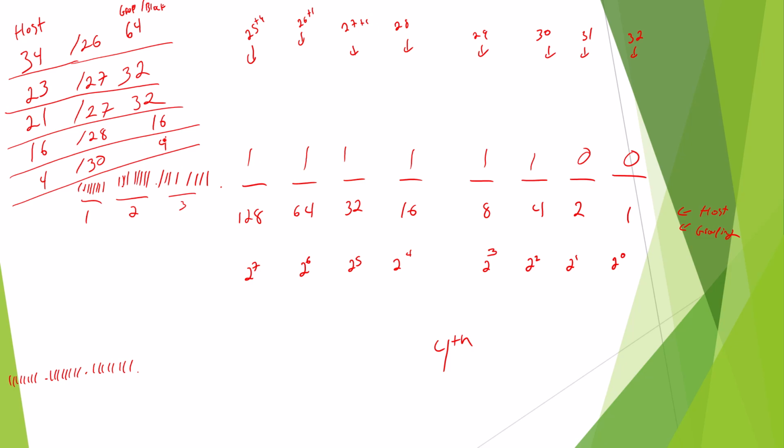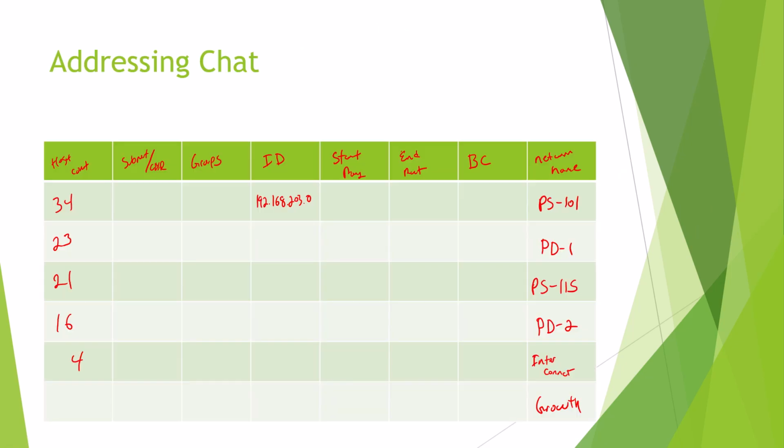So, let's go back and build out that information in our address charts. Alright, went back a few slides. Subnet or CIDR, we're just pulling it from the math we just did. Group was 64. /27, 32. 16 is a /28. 4 is a /30. Grouping of 4. So what does this mean?